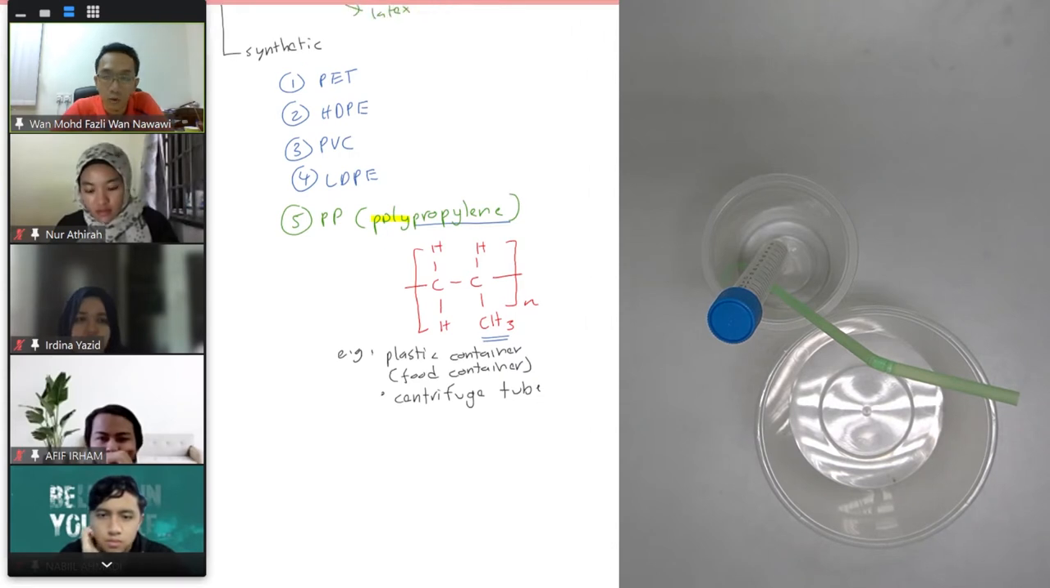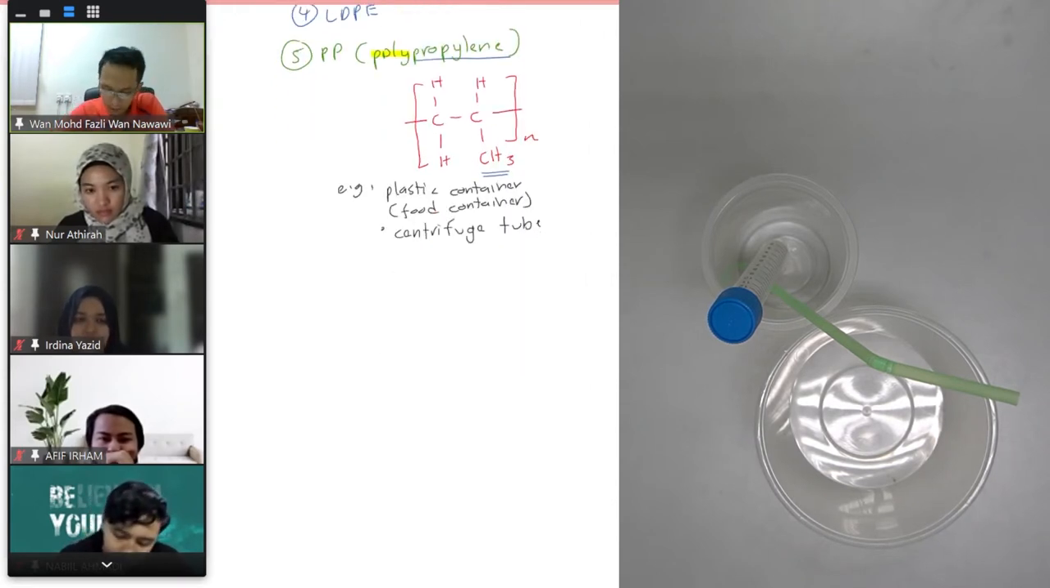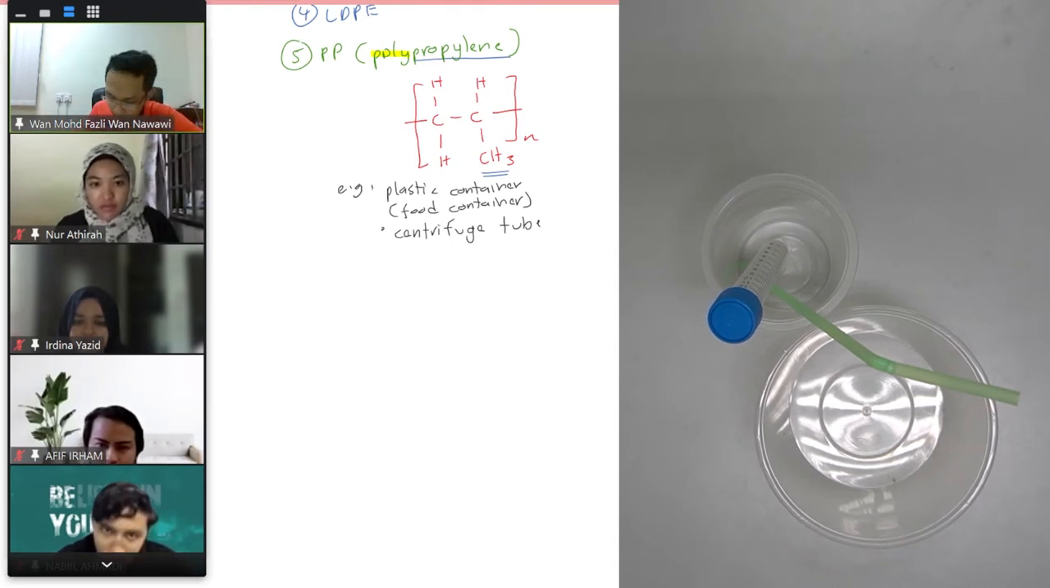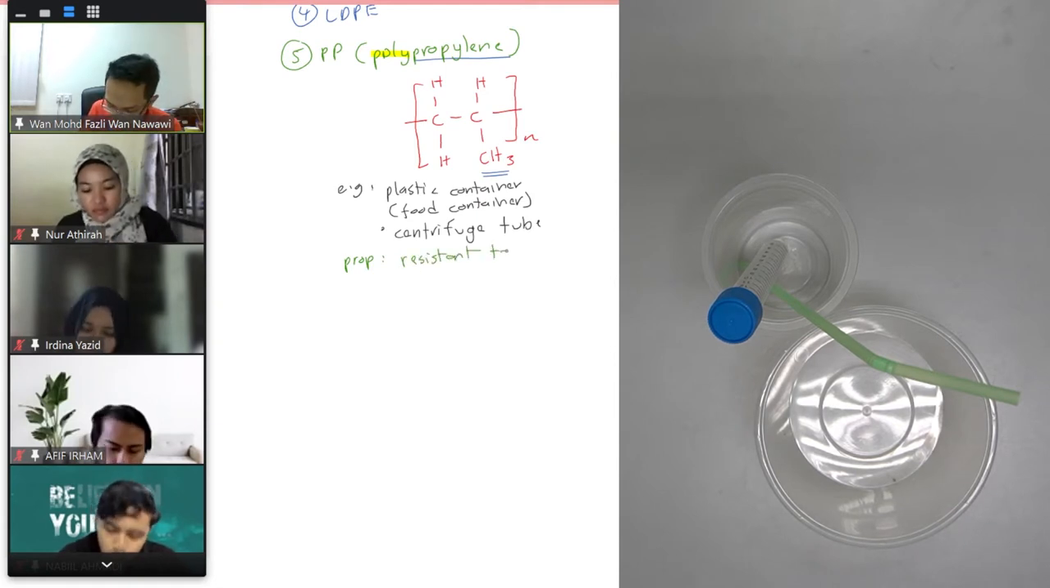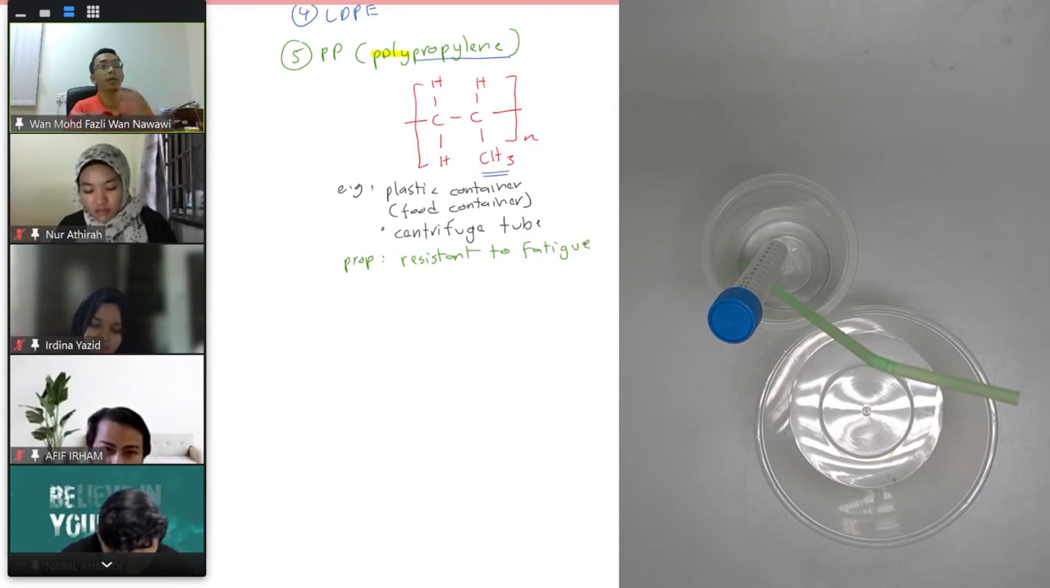So polypropylene, one of the properties is that it is resistant to fatigue. Resistant to fatigue. So let me put the properties. Basically polypropylene has this property of resistance to fatigue. Fatigue, letih, meaning that if you do something repeatedly, for example, you know the tic-tac cap like that.